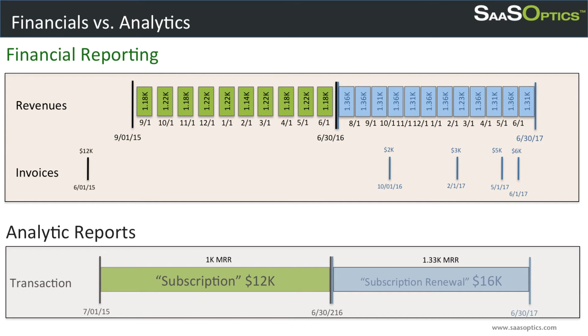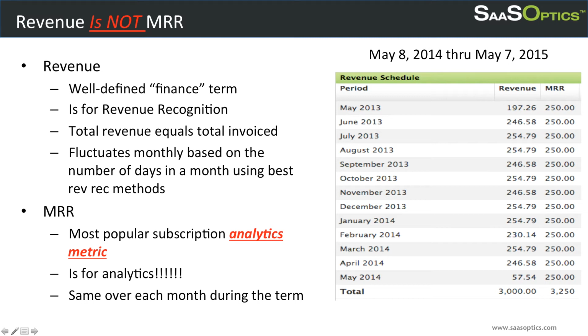That's a kind of key point, which is the last slide here. This is the biggest point of consternation for finance people when dealing with subscription information. And whether you want to agree with this or not based on your terminology is largely irrelevant, because when you're using SaaSOptics, it's really essential not to mix the two. Revenue is not MRR in SaaSOptics. Revenue is a well-defined finance term. It is for revenue recognition. We've talked about all these things. We want to have revenue balance out to invoicing, okay?